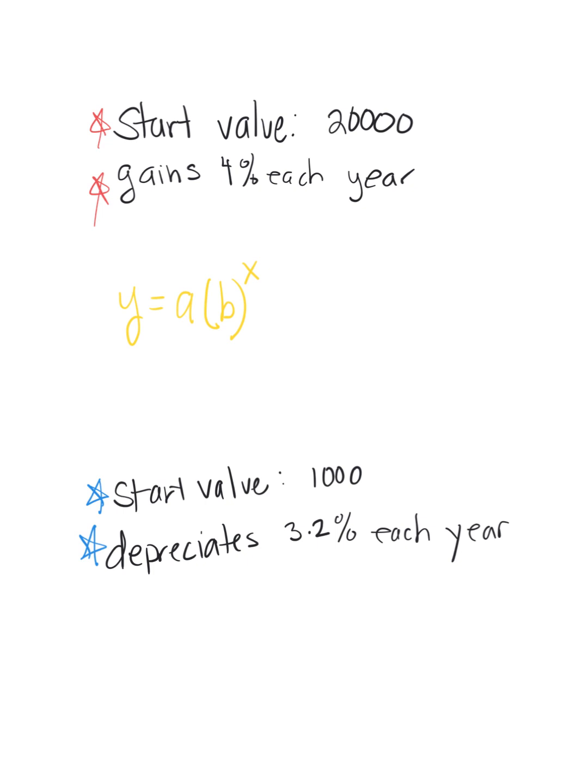In that problem, our a value, we might remember, is our start value. And then our b, we know that if b is greater than 1, that's going to be our increase, our growth model. Or if b is less than 1, that's going to be our decrease, okay? So if we look at our first one here, we're going to say this is y equals, our start value is 20,000.